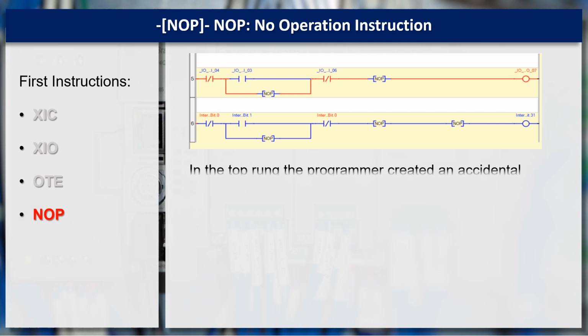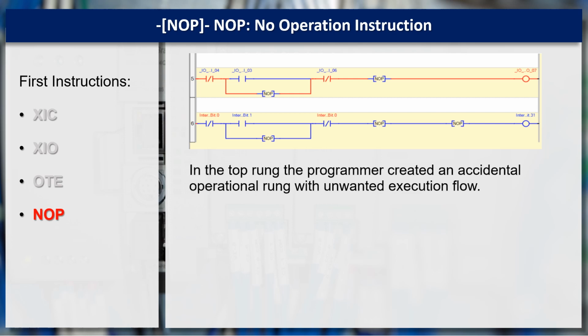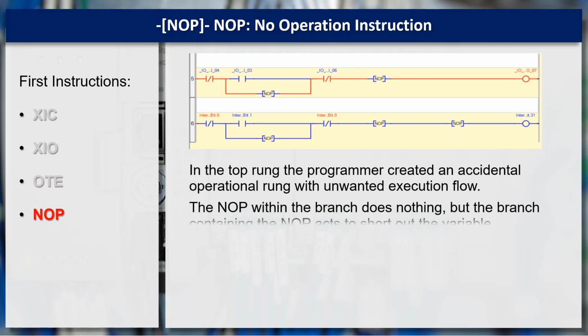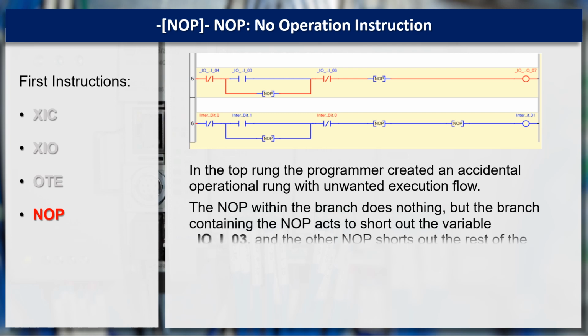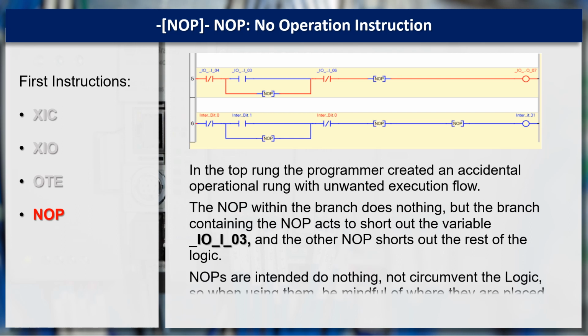In the top rung, the programmer created an accidental operational rung with unwanted execution flow. The NOP in the branch does nothing, but the branch containing the NOP acts to short out the variable IO_I_03, and the other NOP shorts out the rest of the logic. NOPs are intended to do nothing, not to circumvent the logic, so when using them, be mindful of where they are placed.